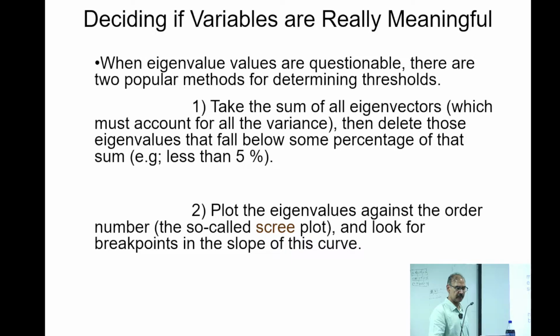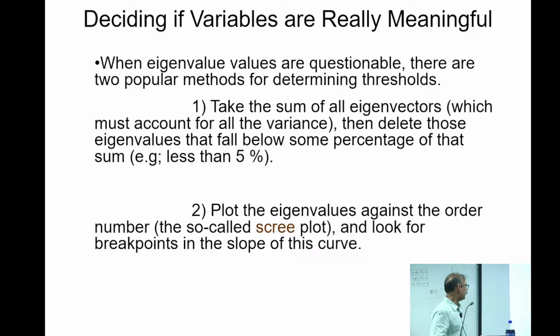And you can plot the eigenvalues against the order number, and it's called a scree plot, right? It will not exactly tell you, but it will give you an idea where to set the threshold, right?